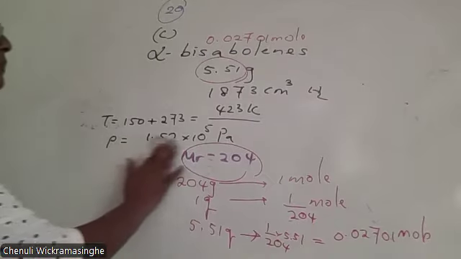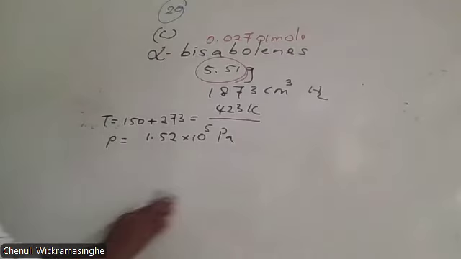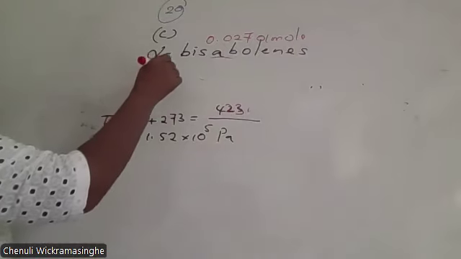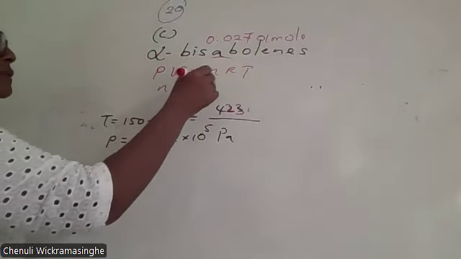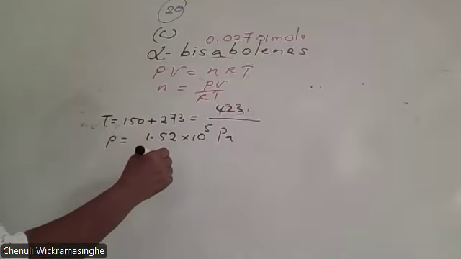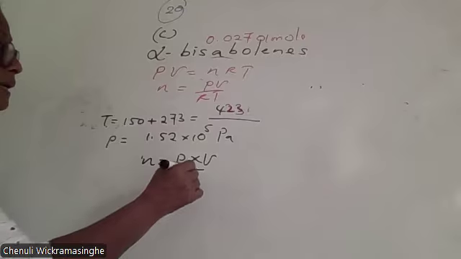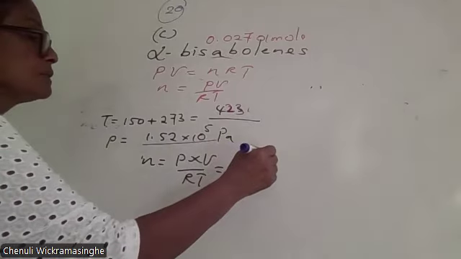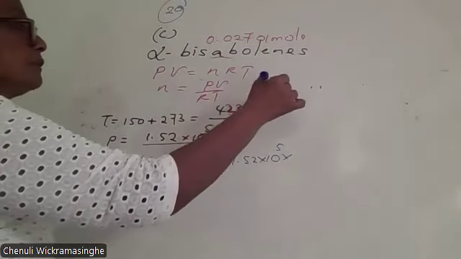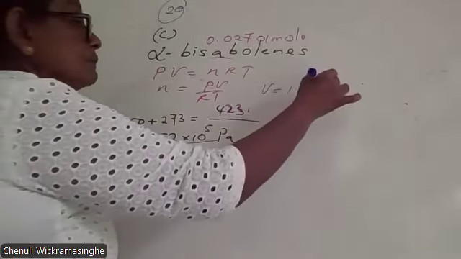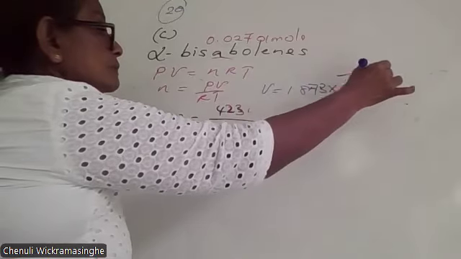Next is to calculate the number of moles of hydrogen gas which reacted. For that, you should use the ideal gas equation, based on this information. You can use PV equals nRT, and n equals PV divided by RT. So with the information provided, you take the number of moles to one side: n equals pressure times volume divided by R times T. Pressure we had already calculated in standard form, 1.52 times 10 to the power 5. Volume of hydrogen is given as 1873, but in cubic centimetres, so you have to convert by multiplying by 10 to the power minus 6 to convert to cubic metres.